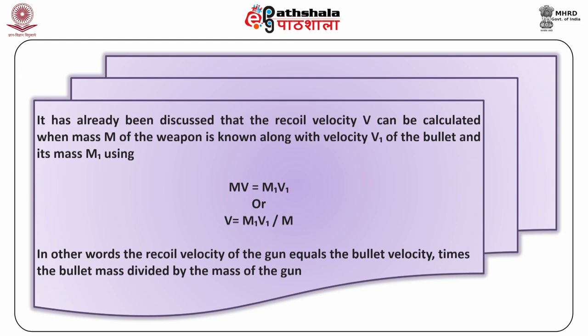It has already been discussed that the recoil velocity V can be calculated when the mass m of the weapon is known, along with the velocity v1 of the bullet and its mass m1, using mV = m1v1, or V = m1v1/m. In other words, the recoil velocity of the gun equals the bullet velocity times the bullet mass divided by the mass of the gun.